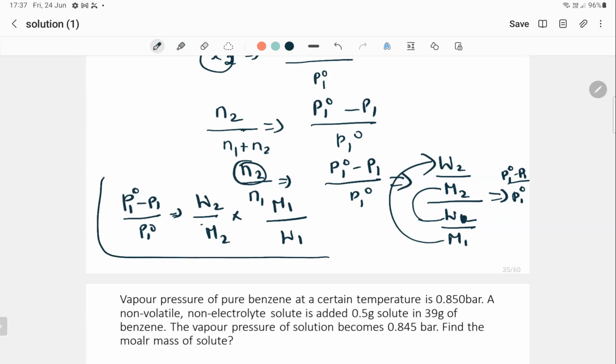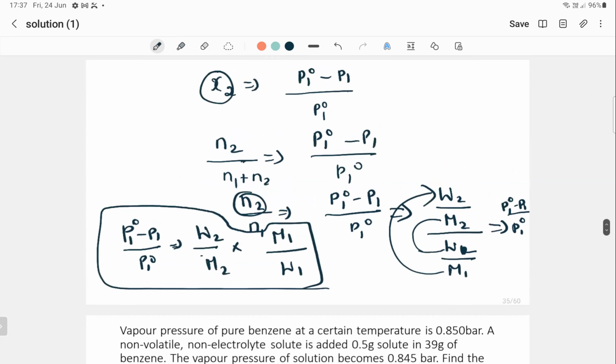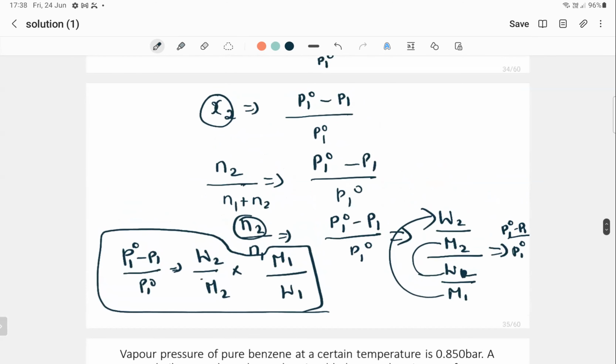Clear? See, this is very important. In your book, they would have given this. Take and see in your book. This is a derivation. Clear with this derivation? Now we can solve the problems. This is the formula, the relative lowering of vapor pressure formula. Got this one? Now we can go for the problems. Okay. So now we can go for the problems.